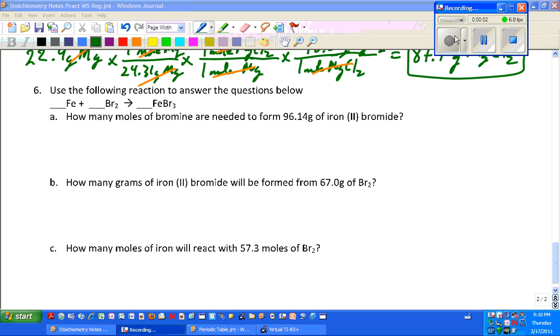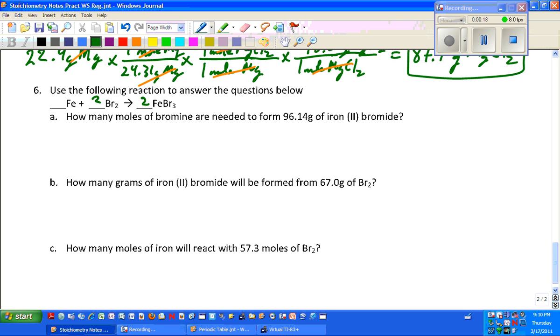Number 6 from the stoichiometry worksheet. We've got iron reacting with bromine to produce iron 3 bromide. So first thing we want to do again is, as always, balance the equation. So I'm going to try putting a 2 here, 3 here, and a 2 here, and I think that'll do it. 2 irons, 6 bromines, 6 bromines.